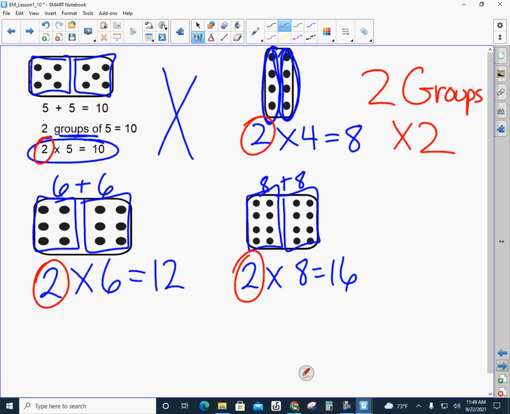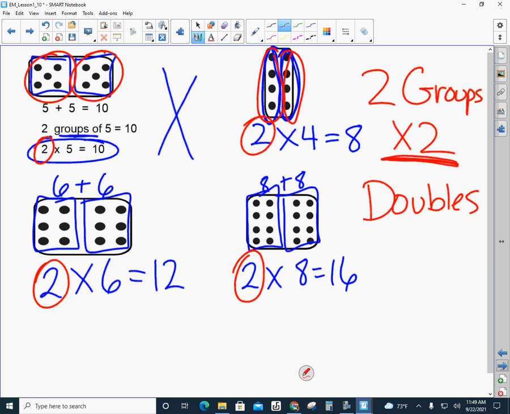If I have 2 groups of 5, it's just 5 plus 5. If I have 2 groups of 4, it's just 4 plus 4, and so on. So anytime we have times 2, it's just a doubles fact. And we already know those from 1st and 2nd grade. So now we know anything times 2. We're just going to double that other number.